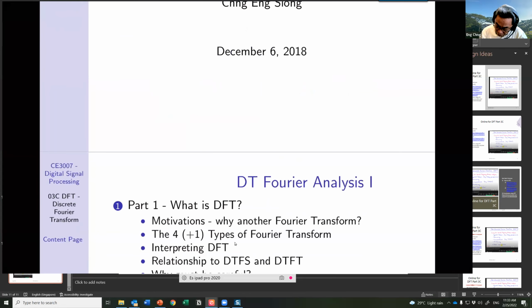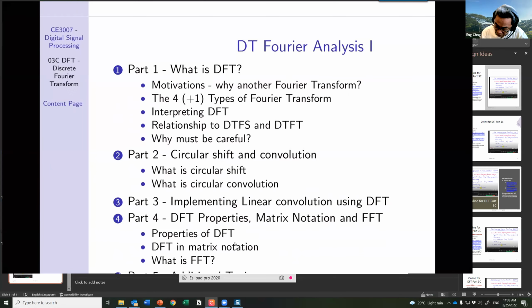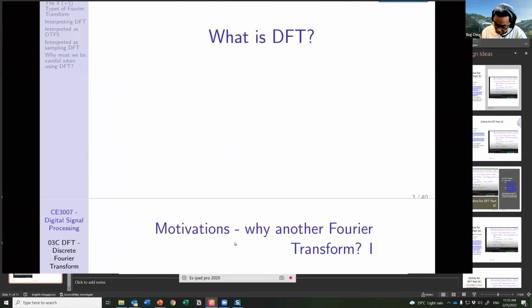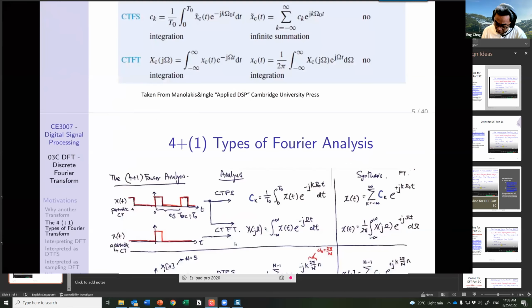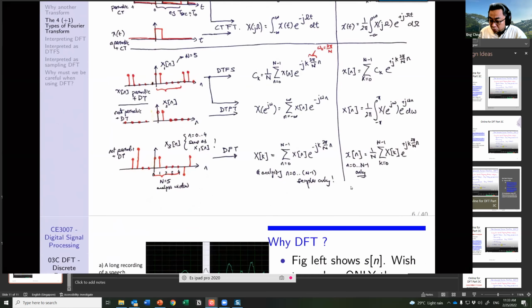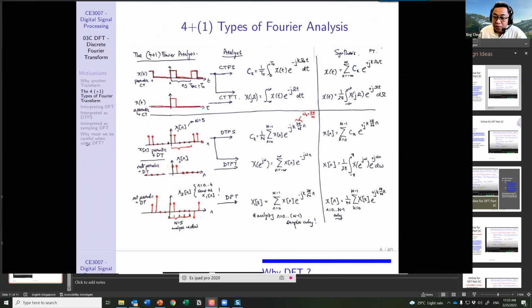So the first question, of course, is that if we have discrete time Fourier series, discrete time Fourier transform, why do we need another one? Okay, so I will answer this question first and let's proceed. This is the diagram that you should memorize and you should copy into your cheat sheet. We are mainly focusing on discrete time Fourier series, Fourier transform, and DFT.